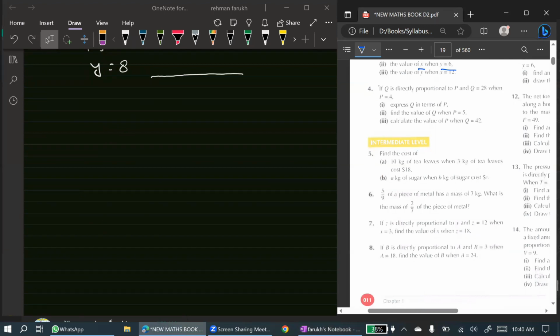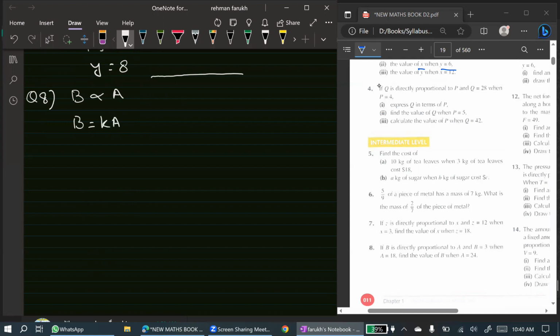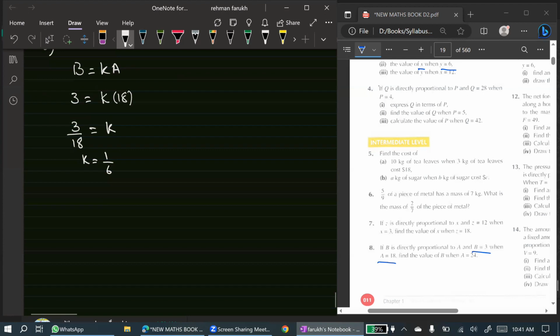Now I will attempt question number 8. Question number 8 is, if b is directly proportional to a, the connecting equation is b is equal to ka. b is equal to 3 and a is equal to 18. k is equal to 3 over 18. k is equal to 1 by 6.